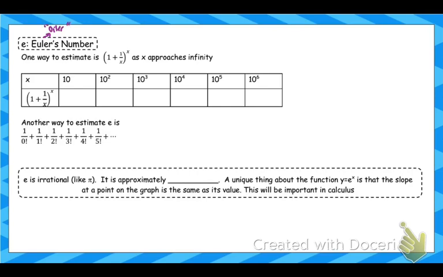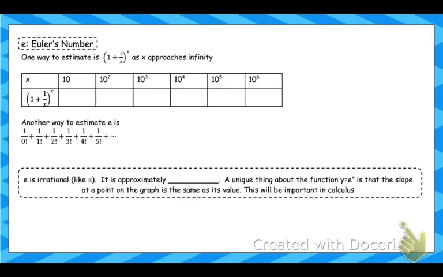Okay, what the letter E is, it's a constant. It's kind of like pi. So you know how pi stands for 3.14159, and it keeps on going and going and going? E is very similar. It's a constant that stands for a specific value. So there's a couple different ways that you can estimate it.